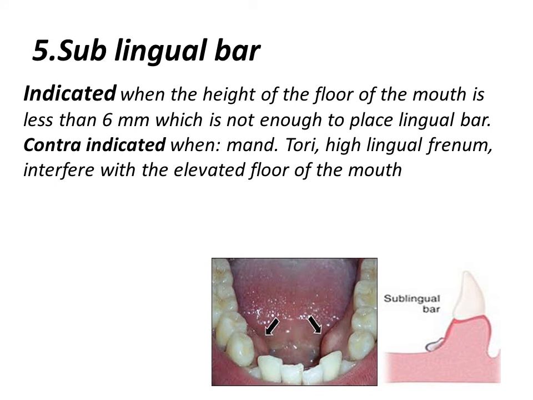Number 5, we have the sublingual bar. From its name, its level will be inferior to the lingual plate or lingual bar, used when the height of the floor of the mouth is less than 6 mm, which is not enough to place a lingual bar or any other type of major connector. It's contraindicated when we have tori, a high lingual frenum, or interference with the elevated floor of the mouth.